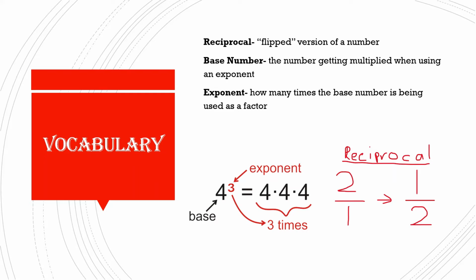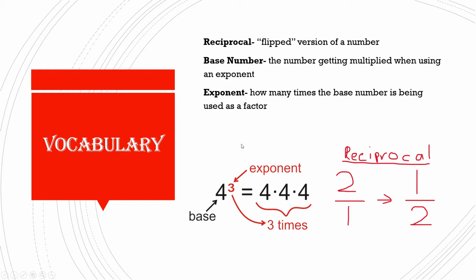So for vocabulary, first we have reciprocal, which is the flipped version of a number, which may not seem like we need it right now, but we will need it for solving negative exponents, as we will see when we get there. So flipped version of a number, as you can see here, the reciprocal of 2 is 1 over 2, because if you were to write 2 as a fraction, it'd be 2 over 1, and then you flip it, so the 1 would go here, and the 2 would go here, and the reciprocal of 2 would be 1 over 2.